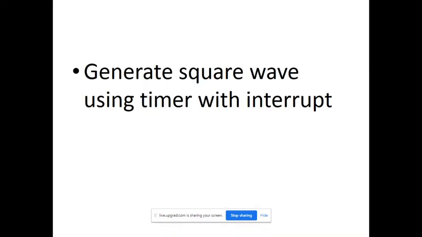Okay, now our next practical in PIC microcontroller is to generate the square wave using timer with interrupt. This is the problem statement in the syllabus. Now according to that, we want to generate the square wave. To generate the square wave, our logic is that we make the controller pin high for a specific time, and then make the pin low for a specific time as per T on and T off.